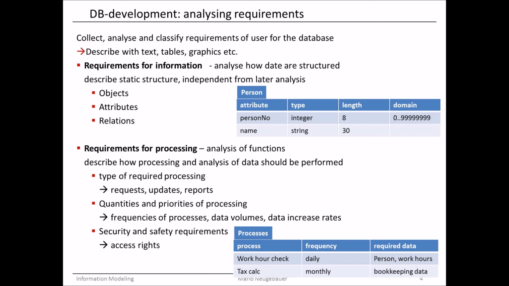And last but not least, not all users of the database should see the information which is persisted in the database. Some person should have access rights to all information. Some other person should be able to see only a part of the information, only a small view onto the information which is persisted. And that's why you have to think about access rights for different persons or different groups of persons.